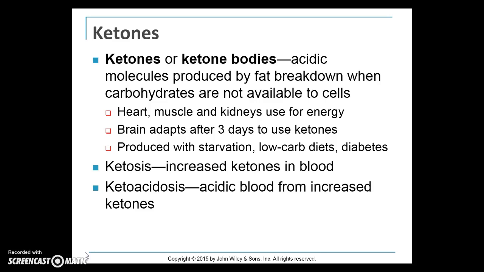The problem with these ketones is they're acidic, and ketosis can occur. This is increased ketones in the blood, and it can lead to ketoacidosis, which is when your blood is too acidic, and it can lead to comas or death. So I said we were going to talk a little bit about what happens with limited carbohydrate and protein breakdown, and limited carbohydrate and fat breakdown.